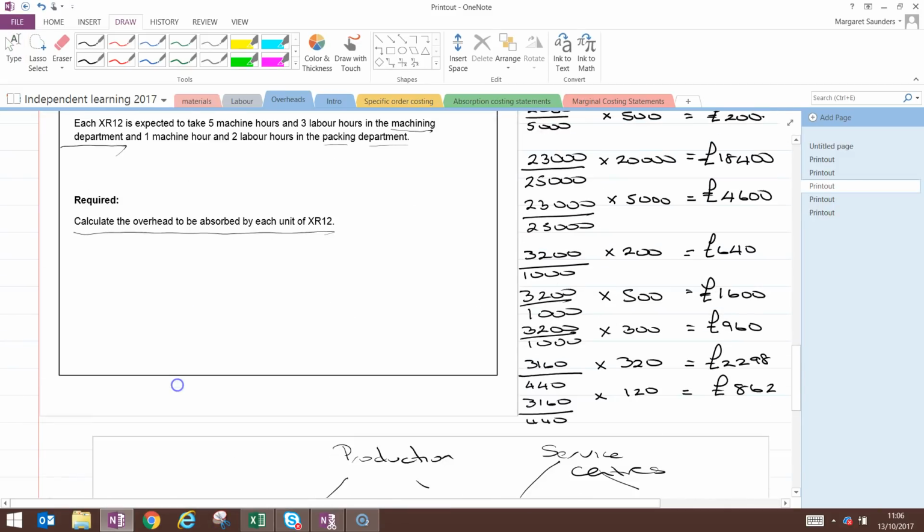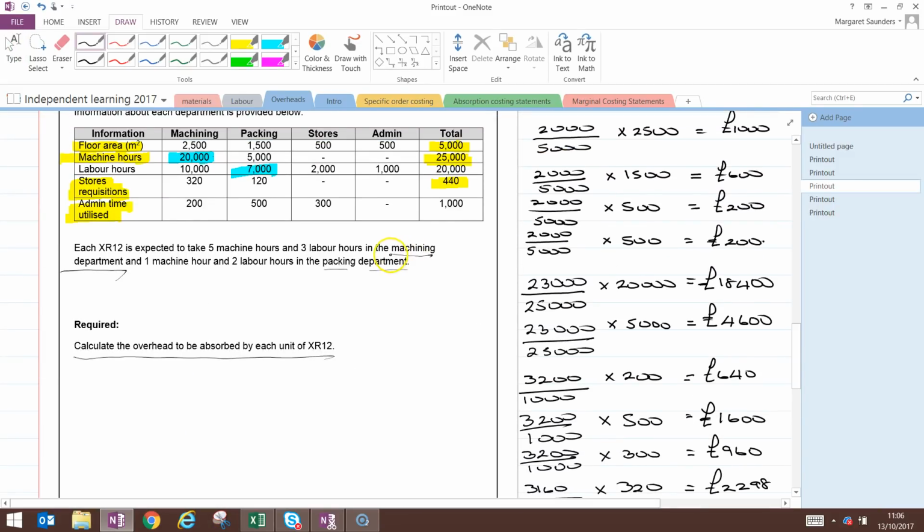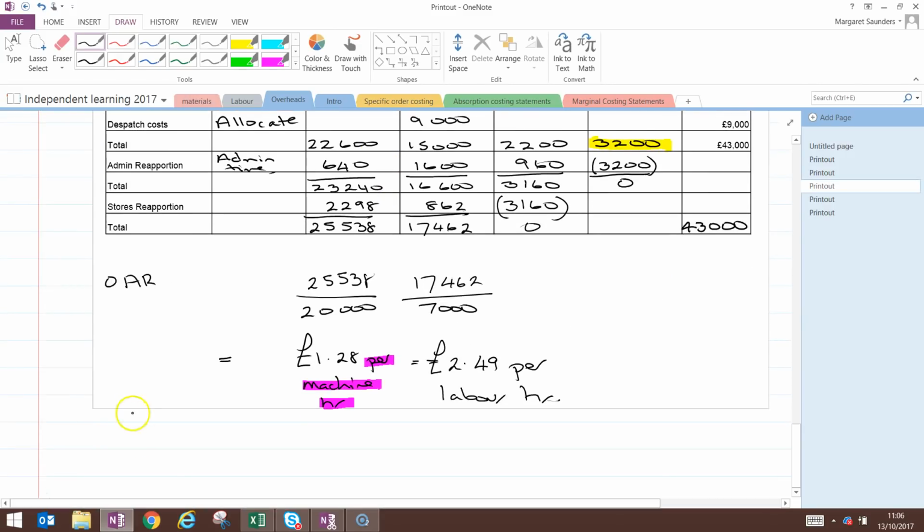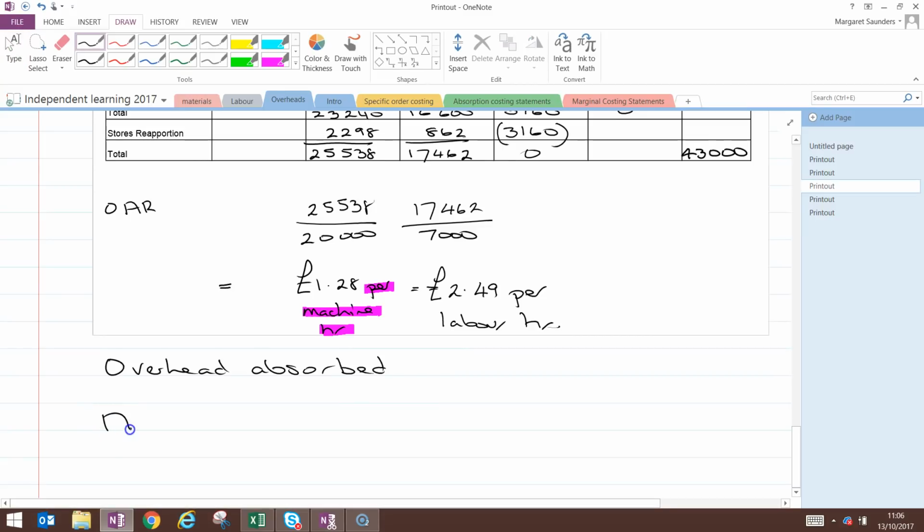So how many machine hours was it? So in the machining department, it's 5 machine hours. Five machine hours times £1.28.